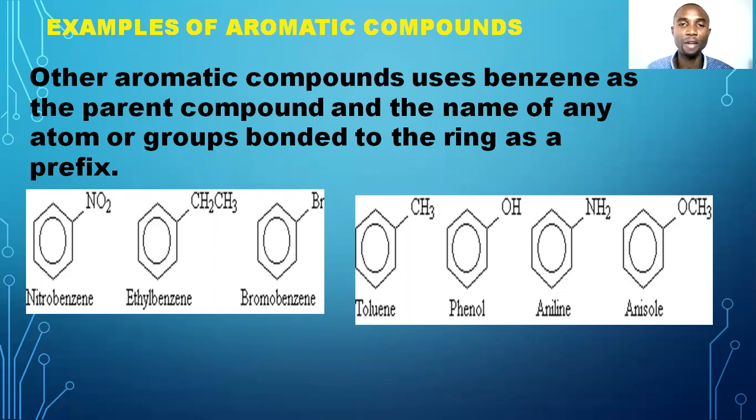All right, let's now look at other examples of aromatic hydrocarbons. As I said before, the other aromatic hydrocarbons are benzene derivative structures that we will get from benzene. We can't get any aromatic hydrocarbon without the benzene structure, first of all. So we have something like nitrobenzene, where we can see that nitro is substituted on the benzene structure. We have ethylbenzene, bromobenzene, toluene, which is methylbenzene, phenol, which is hydroxybenzene, aniline, and anisole, which is methoxybenzene. So we have many of them.